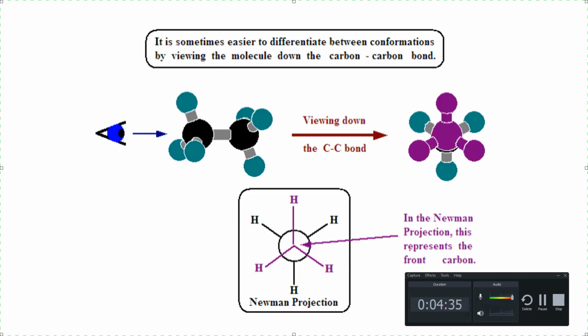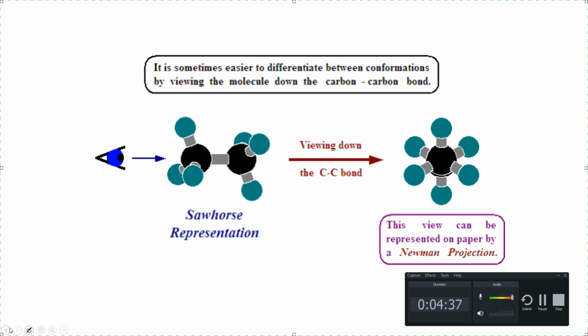A Newman projection is named for Professor Newman, who I believe the older chemistry building at Ohio State, the Newman building, is named after. It's either the new or the old one. I think it's the older one.